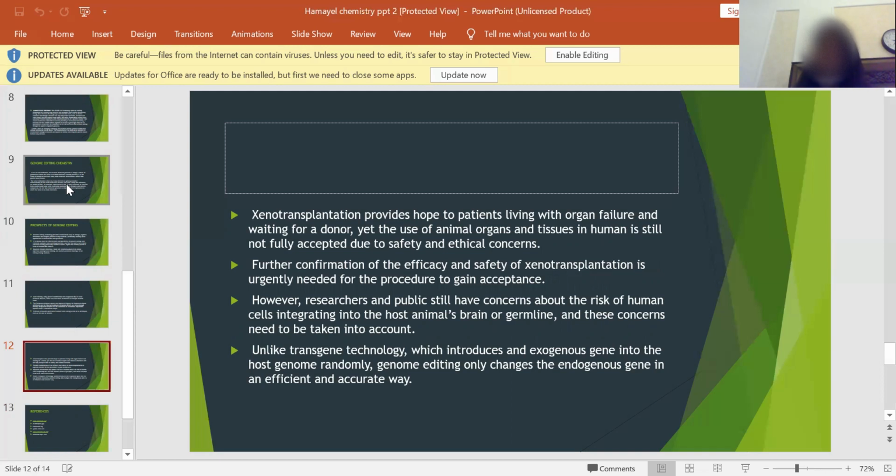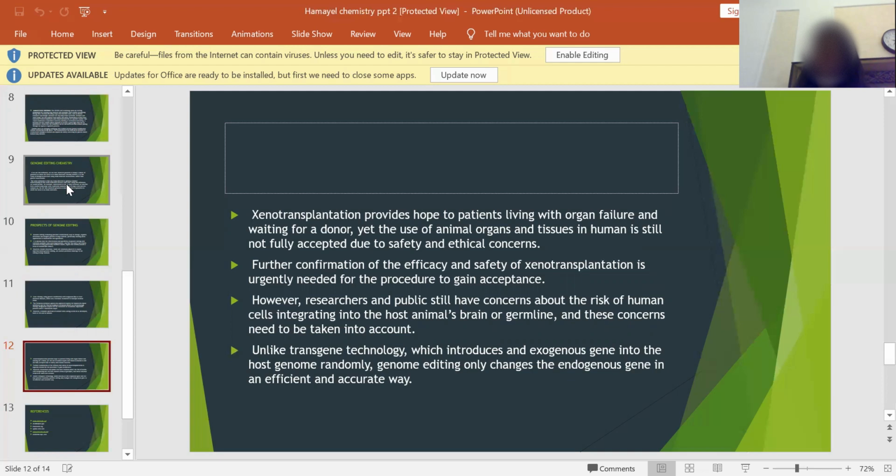Yet the use of animal organs and tissues in humans is still not fully accepted due to some safety and ethical concerns. So further confirmation of the efficiency and safety of xenotransplantation is urgently needed for the procedure to gain acceptance. However, researchers and the public still have concerns about the risk of human cells integrating into the host animal's brain or germline. And these concerns need to be taken into account.